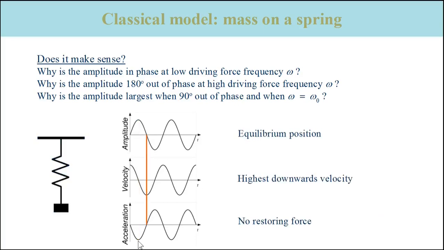We next look at the situation when the spring passes through its equilibrium position. Here, the amplitude is 0, as there is no deviation from the equilibrium length. At the same time, the velocity has its largest negative value. That is, the movement is fast and downwards. The acceleration is 0, as there is no deviation from the equilibrium length and therefore no restoring force.